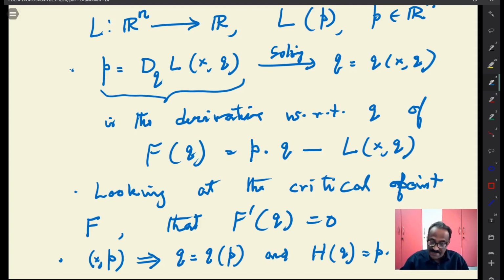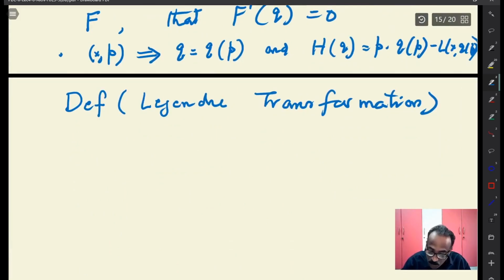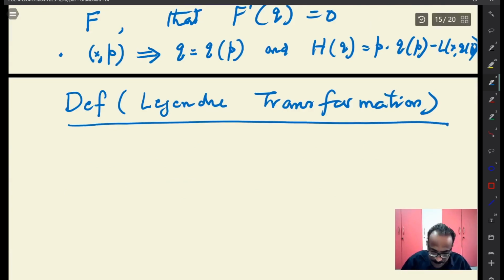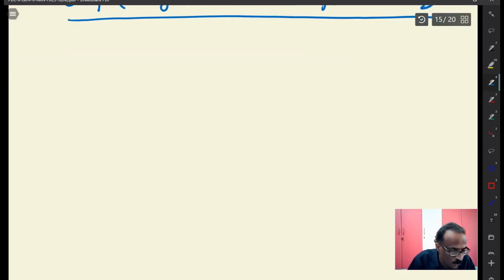That is how we have previously done, and this exactly motivates us to define what a Legendre transformation is, which we will quickly define now. So let me do this one. Okay. So L as above. Of course, we are assuming L as above.